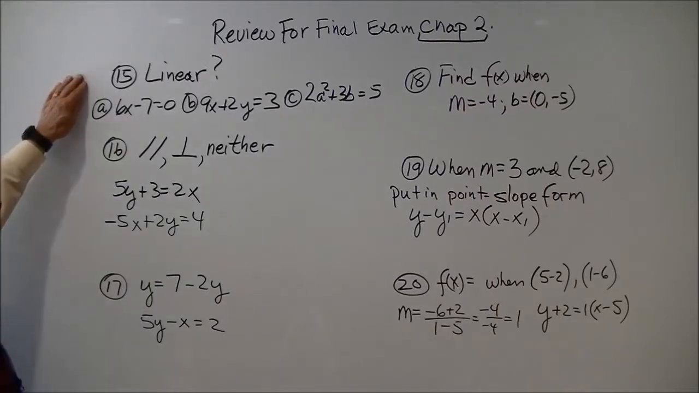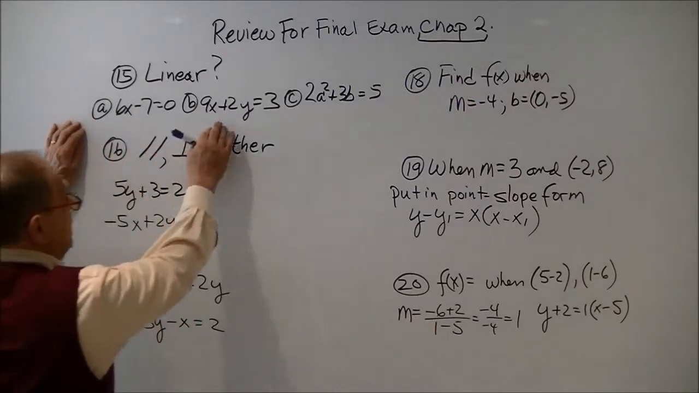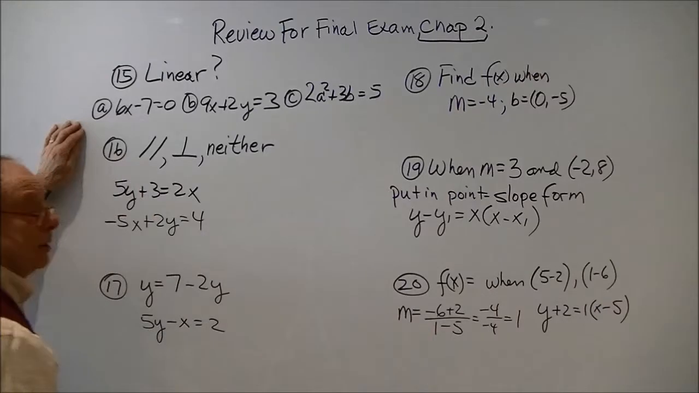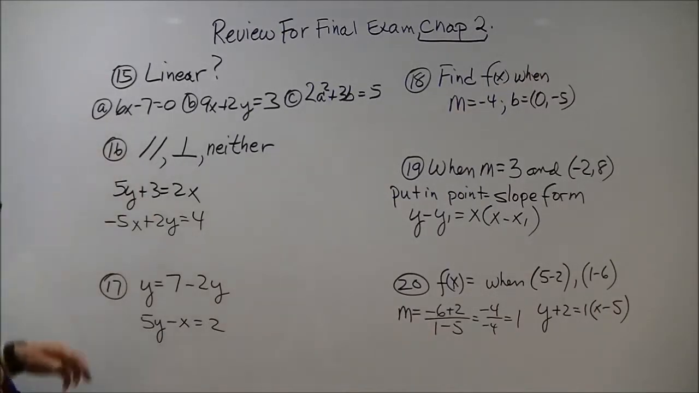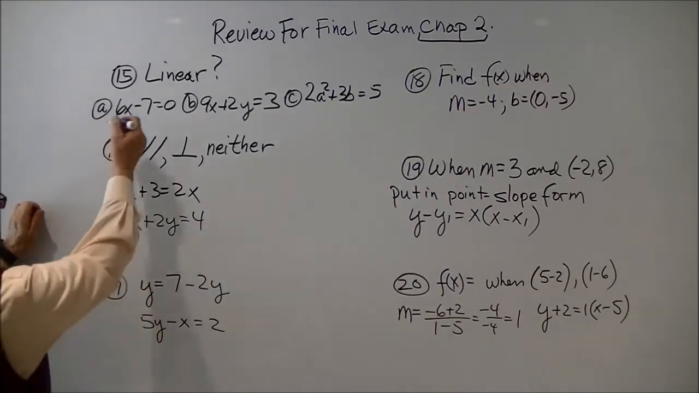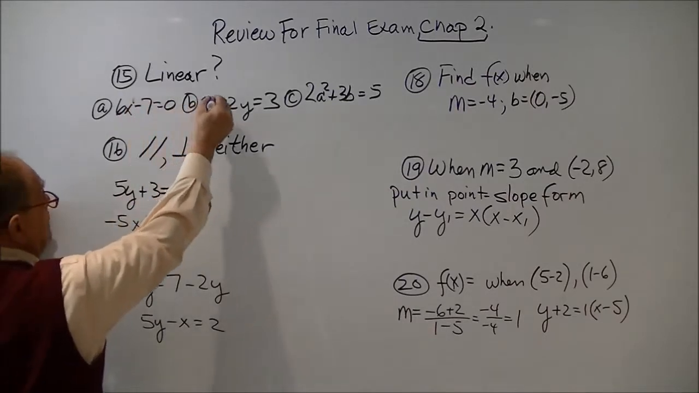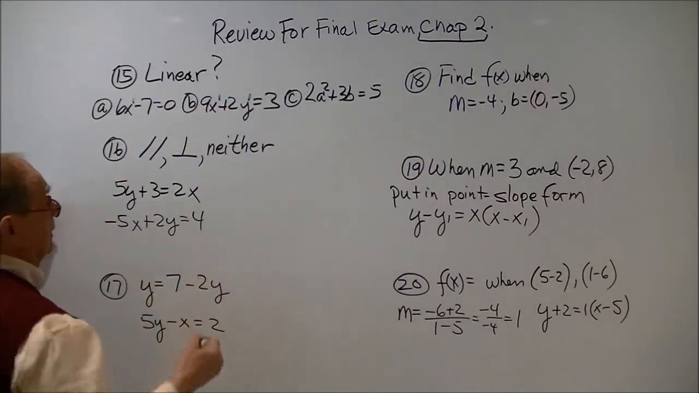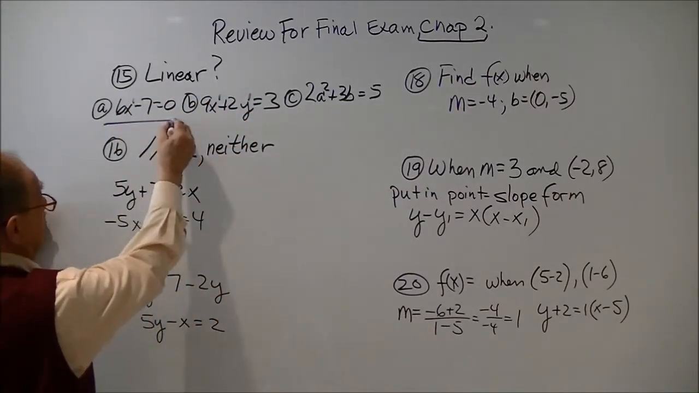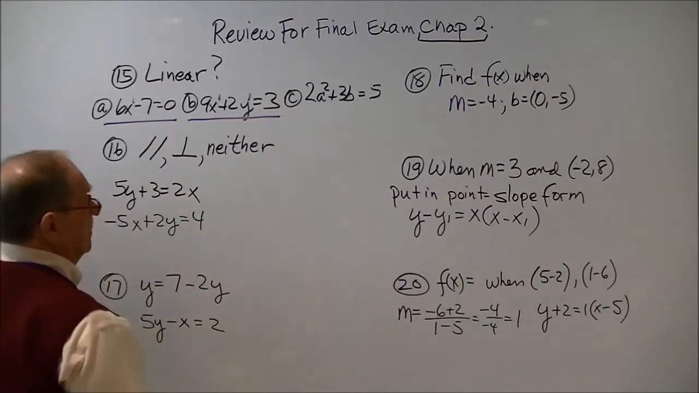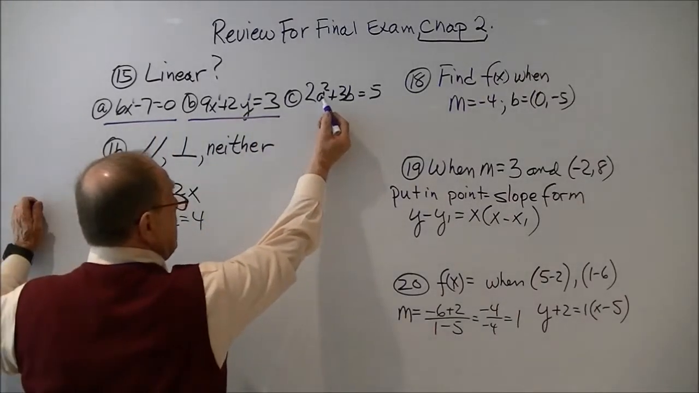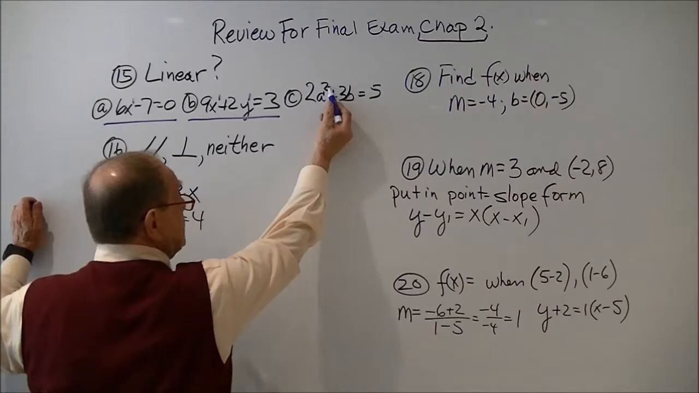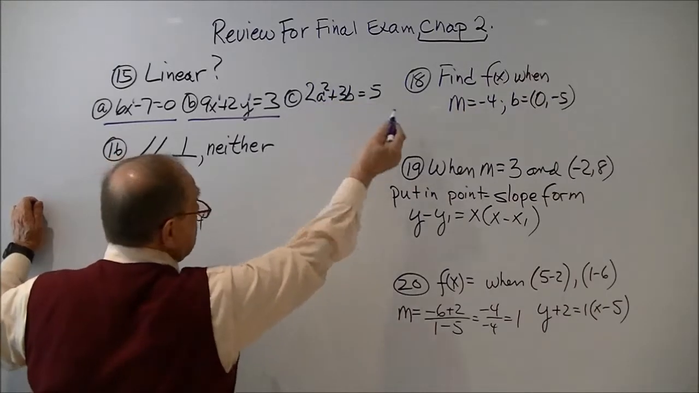So for number 15, they're asking, are these equations linear or not? Well, we said as long as the variables only had to the first power, they were linear. So A is linear and B is linear. When we went with a variable to the second power, this was not linear.